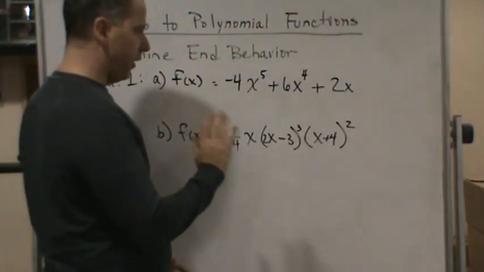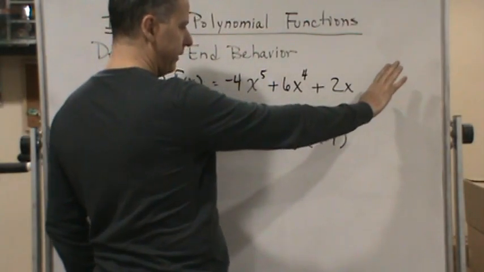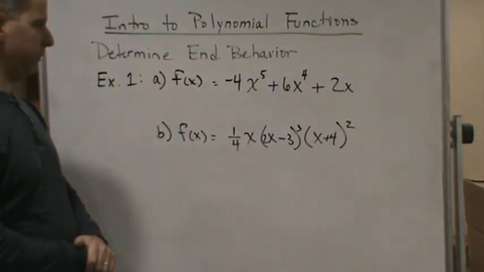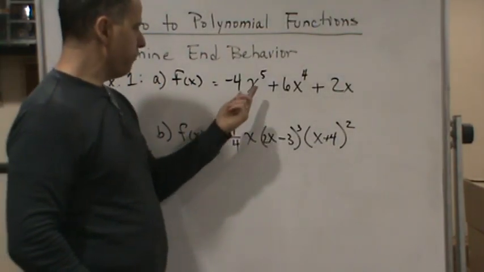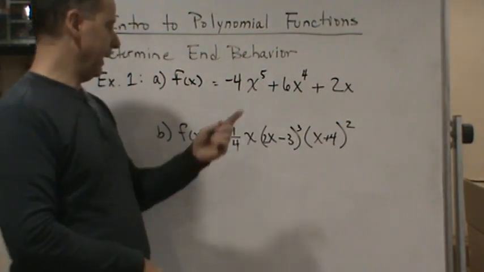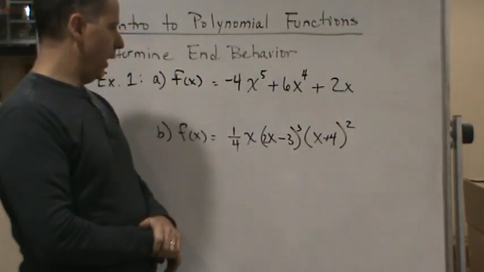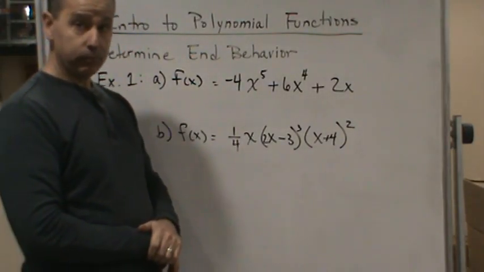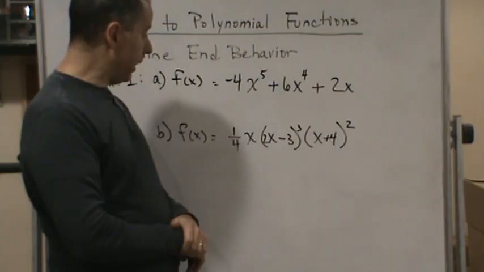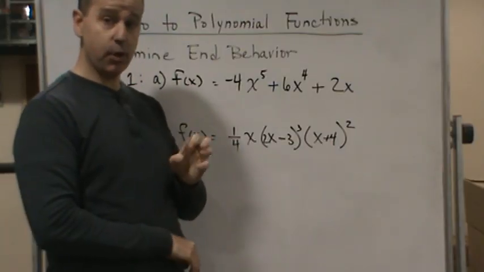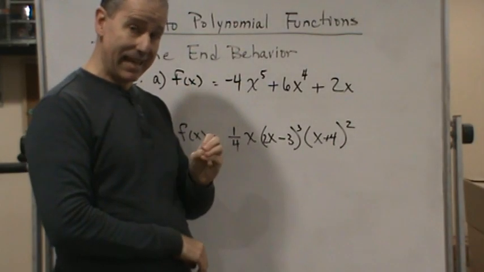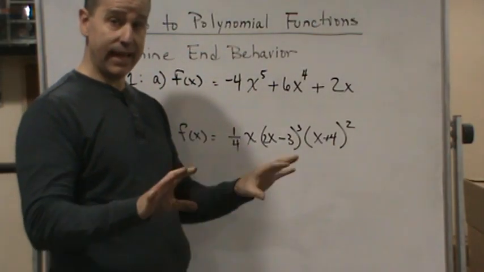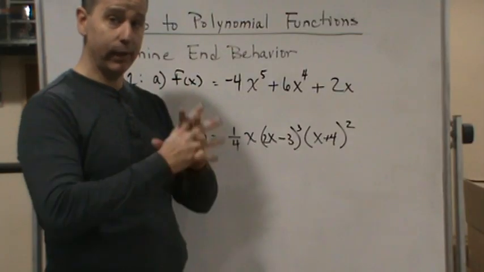The thing is, we're going to ignore everything except the leading term, in this case negative 4x to the fifth. Now n here is 5. It's odd, right? And that means, what? The leading term test says that if the degree is odd, then the end tails go in opposite directions.